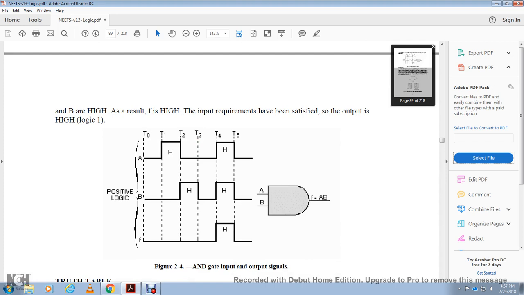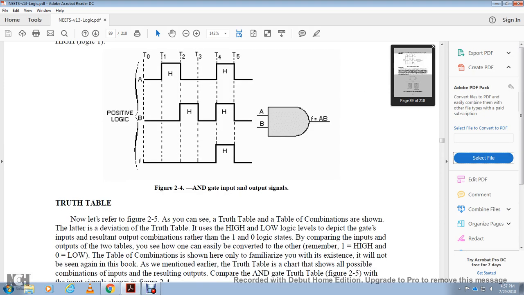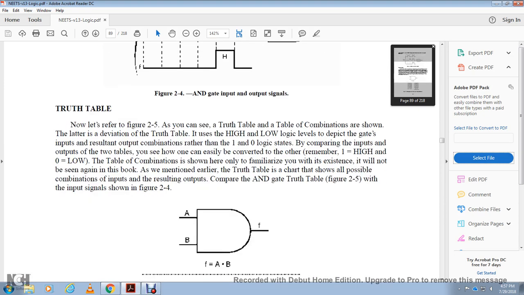Figures 2-4 show the AND gate input and output signals, logic with A and B, time intervals 0, 1, 2, 3, 4, and 5. H is high. The frequency in A equals B. Now the truth table. Let's refer to figure 2-5 with this.